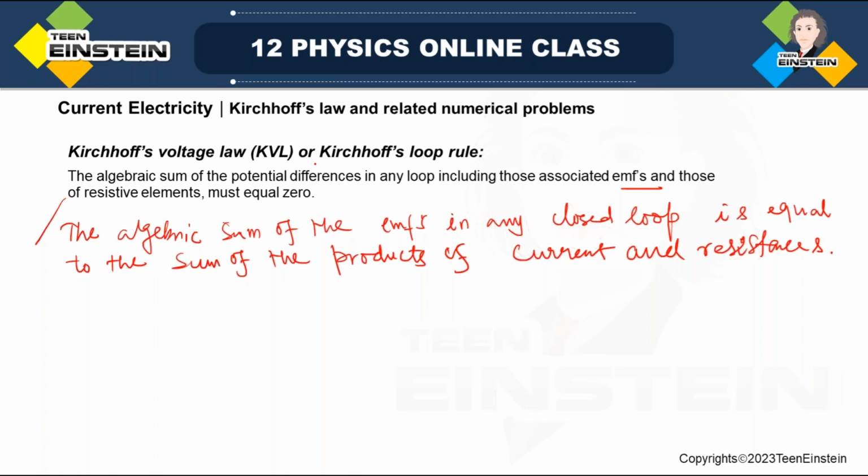See, the first statement can be expressed mathematically like this. The second statement can be written like this. All the EMFs in the circuit, their sum will be exactly equal to the IR. So summation of epsilon is equal to summation of IR.